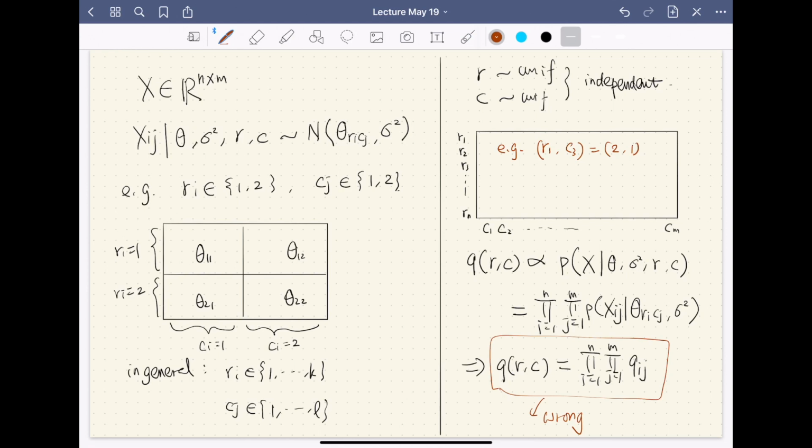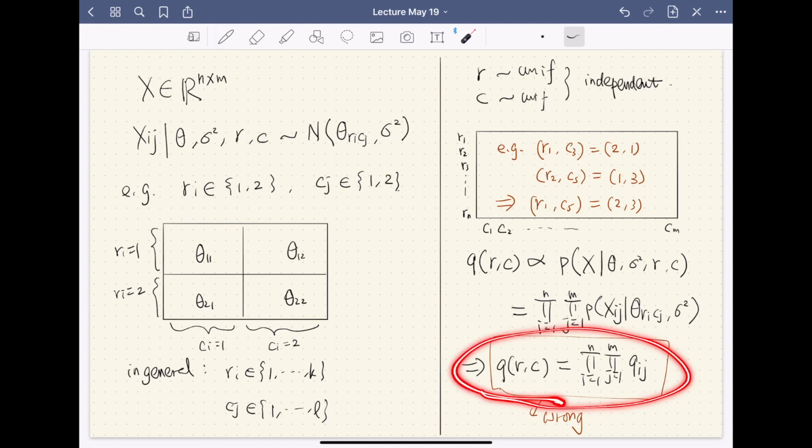So if I tell you that, and I also tell you (R2, C5) equals (1, 3), right? Then it must be true that (R1, C5) equals (2, 3), right? Because R1 equals 2, and C5 equals 3, okay? So you see that this number is clearly not independent of these two numbers. You cannot do this factorization, okay?